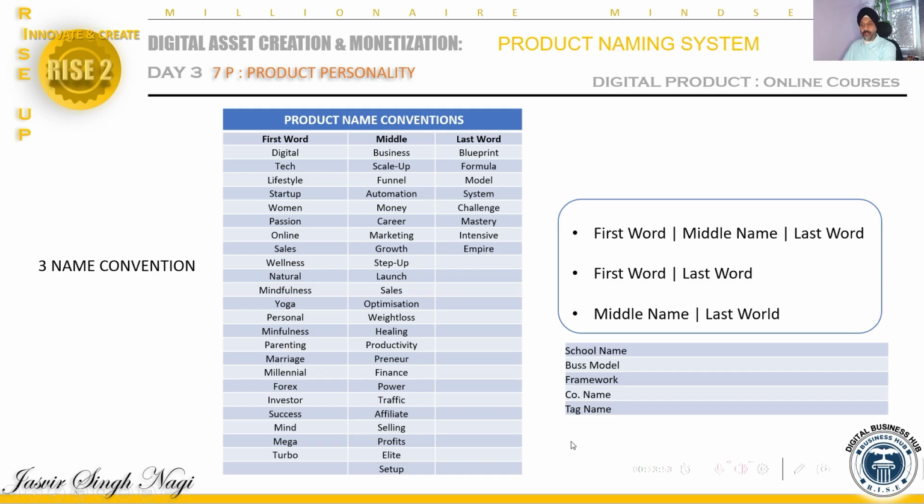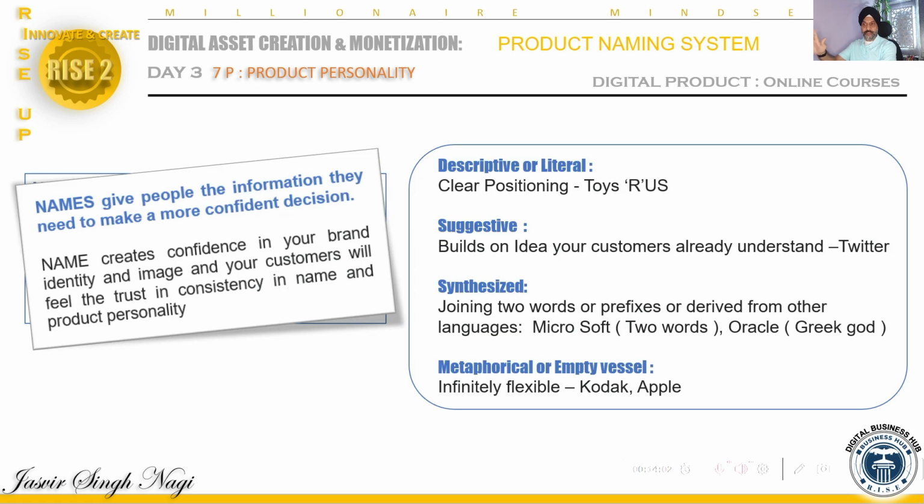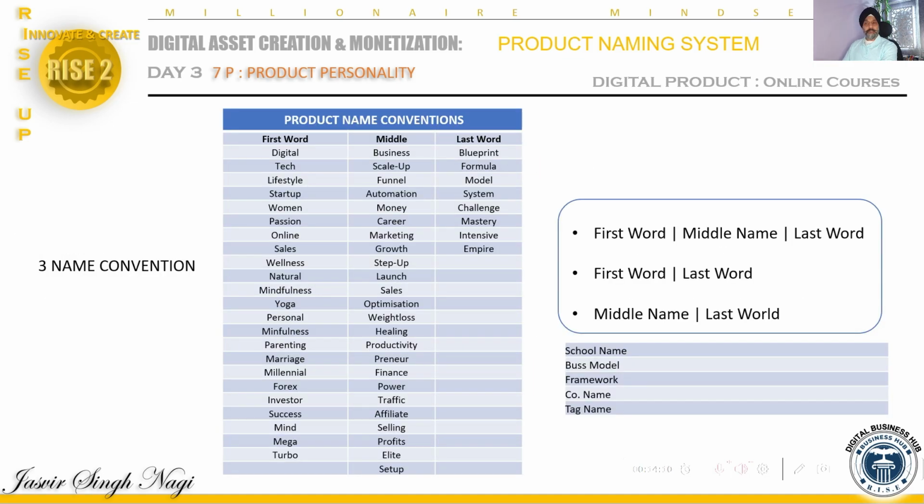So use them at will with some guidelines so that you come into the category. But remember the four larger conventional methods, right, of doing descriptive, suggestive, synthesize, and metaphorical. This lays a lot of importance on the outcome that you come up with. Okay, but this is the second one. This particular naming convention is more to give you ideation on how this can be used.